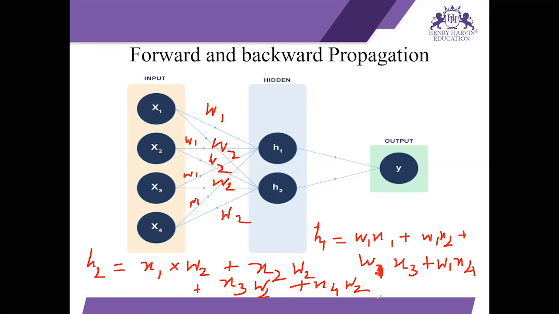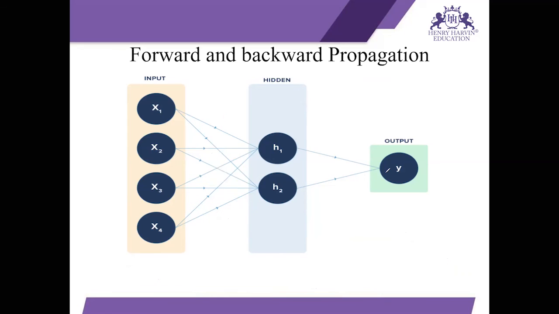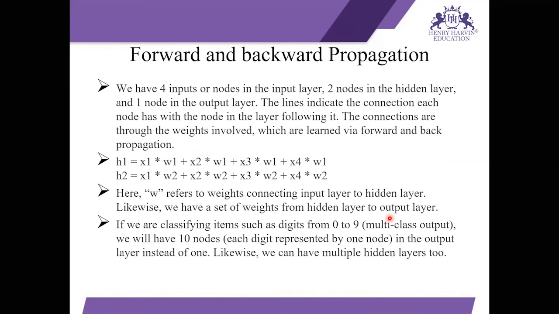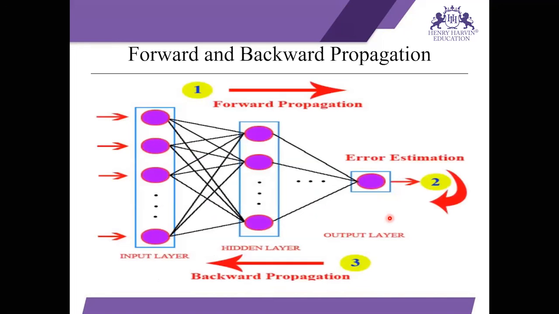Okay. So here, in case we are tasked to classify items such as digits from 0 to 9, in that case we will have 10 nodes. Each digit is represented by one node in the output layer instead of one, right? So hope it is clear to you. The same points are given over here. This is the visual representation of forward and backward propagation. There is an input layer and you can see one hidden layer over there. There could be any number of hidden layers, which can be decided by us, right?